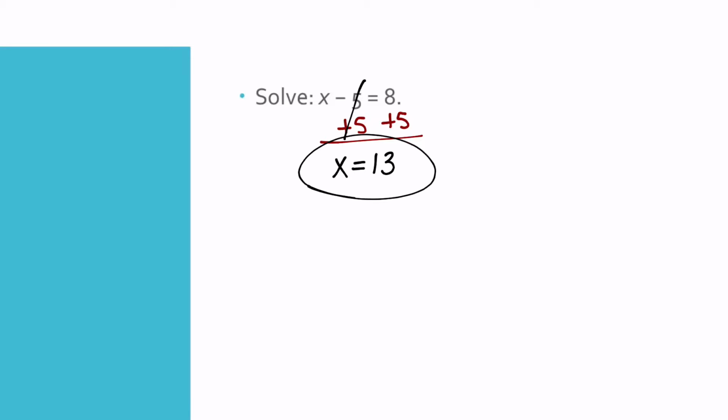This is my solution. Now again, my recommendation is to always check your work. So I'm going to take this 13 and put it where I see x. What is 13 minus 5? It's 8. 8 equals 8, so I know that my answer is correct. X does equal 13.